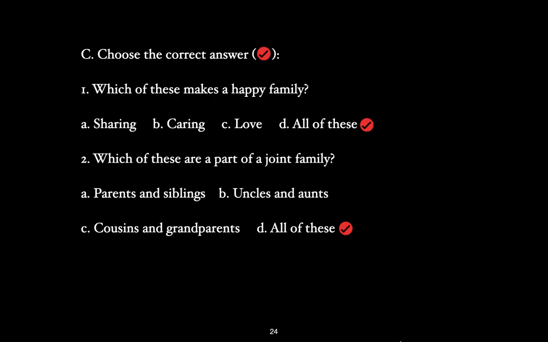Which of these are a part of a joint family? Options are A. Parents and siblings. B. Uncles and aunts. C. Cousins and grandparents. And D. All of these. So, all of these are part of a joint family, isn't it? What is the definition of a joint family? When parents, uncles, aunts, cousins, grandparents and your siblings live together at home, it is known as a joint family. So, all of these come under joint family. So, your option is all of these. Good children. Let's move on to the next question.